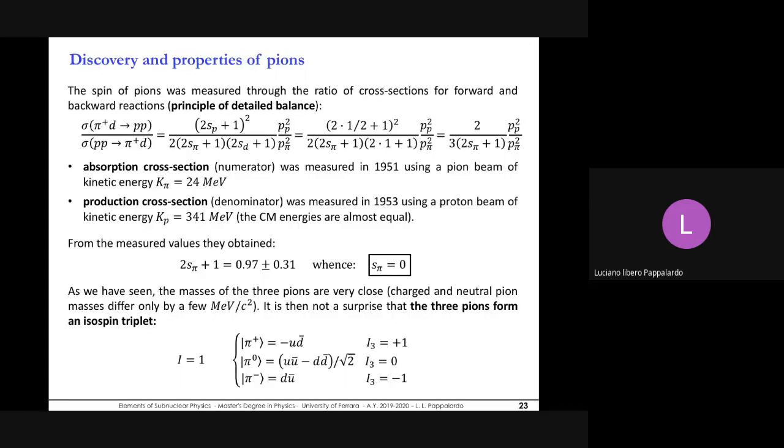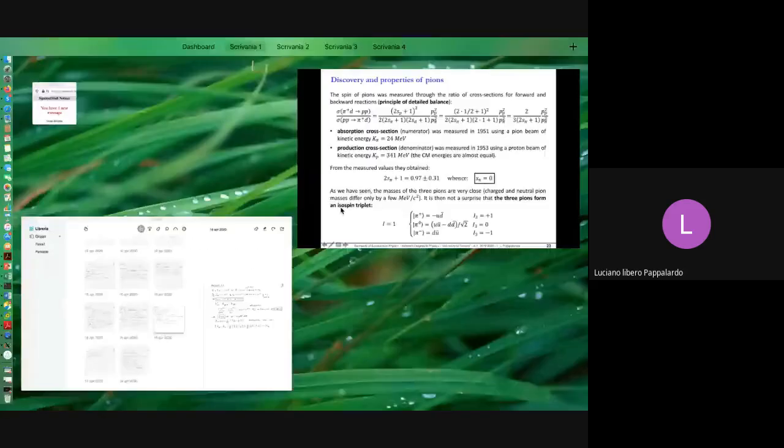Ok, questa era l'ultima slide. Se avete domande, che ore sono? No, io sono l'una, perfetto. Ok.